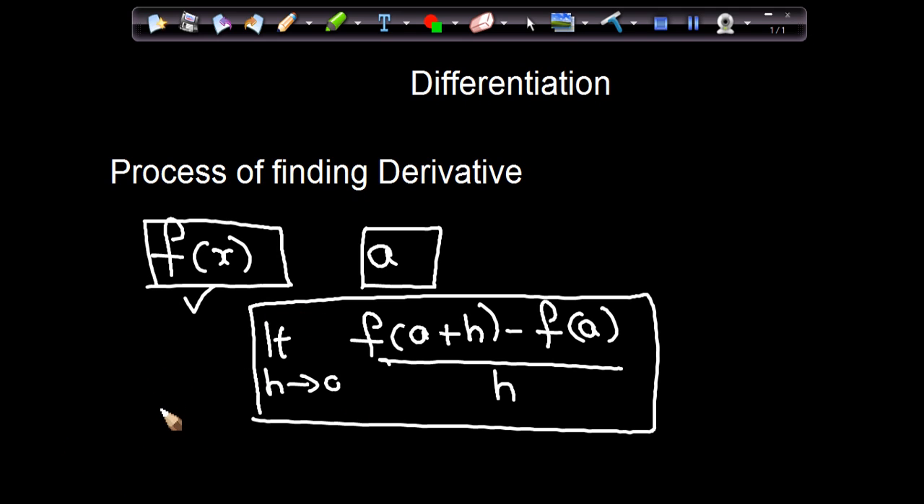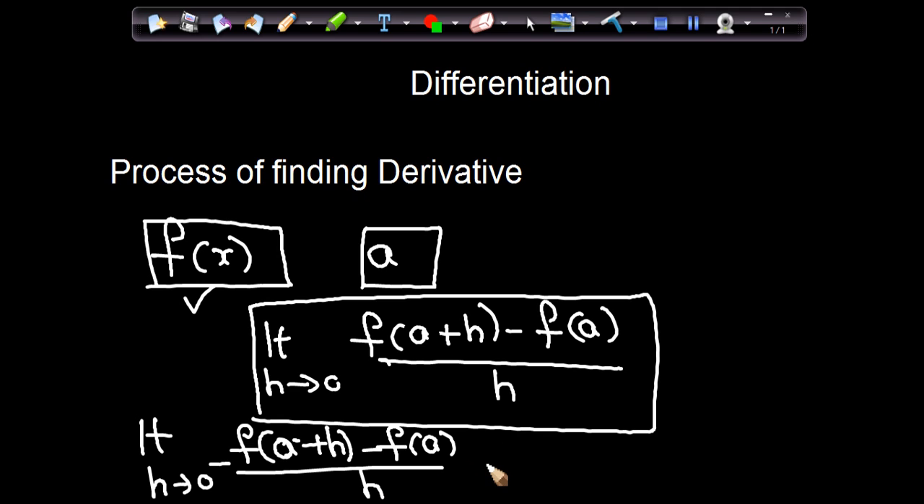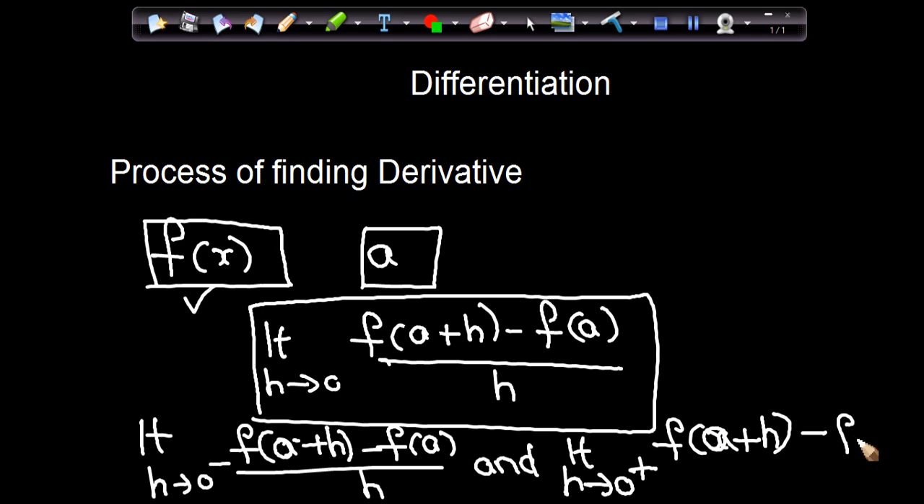What I meant to say is the left hand limit, that is limit h tends to 0 minus of f of a plus h minus f of a by h, and limit h tends to 0 plus of f of a plus h minus f of a by h. If these two are finite and if they are equal, then I can say that the limit of the function exists. So if the limit of this function exists, then the derivative of this function exists at this particular point.